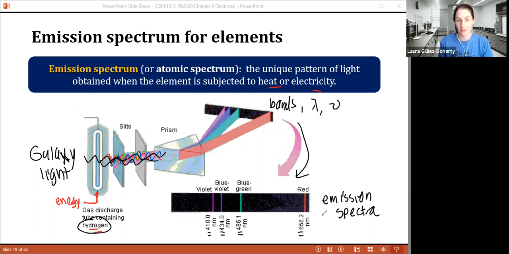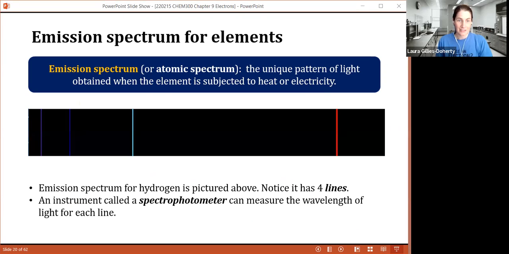So this is used in a lot of different areas of science, this emission spectrum generating by energizing or collecting light from a sample, separating it with a prism into bands of light, and then turning that into an emission spectra with the individual wavelengths identified. So here's, and again, the emission spectrum for hydrogen. It has what we call 4 lines. These are the wavelengths.